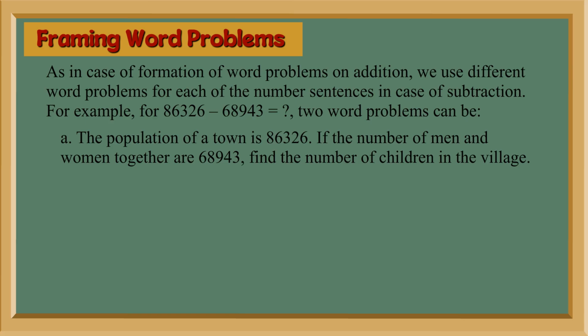A. The population of a town is 86,326. If the number of men and women together are 68,943, find the number of children in the village. B. Find the number which is 68,943 less than 86,326.